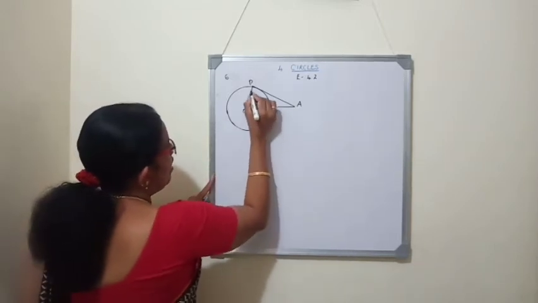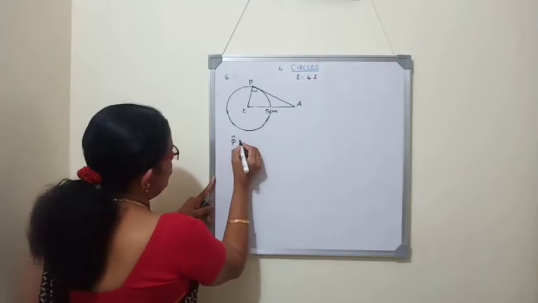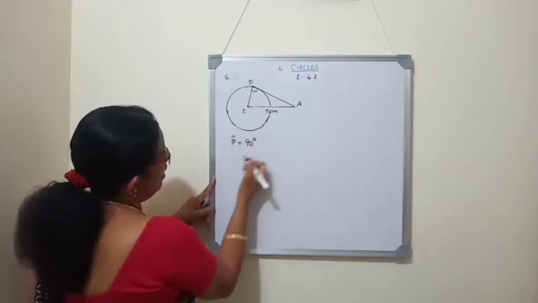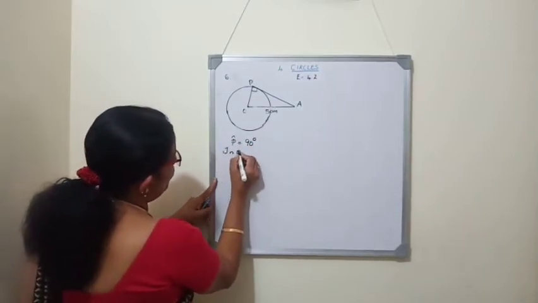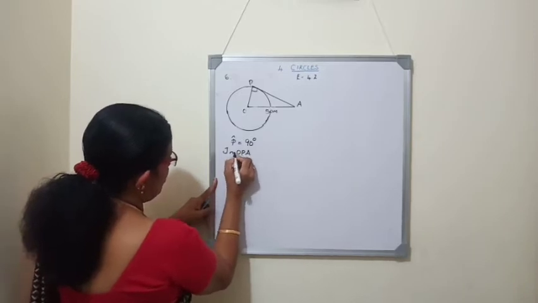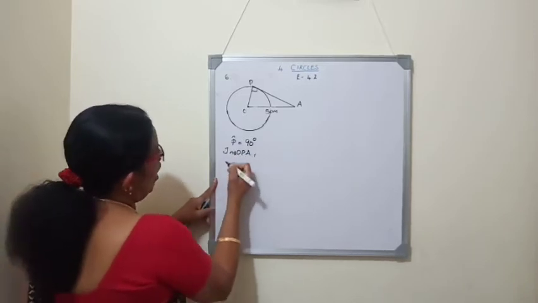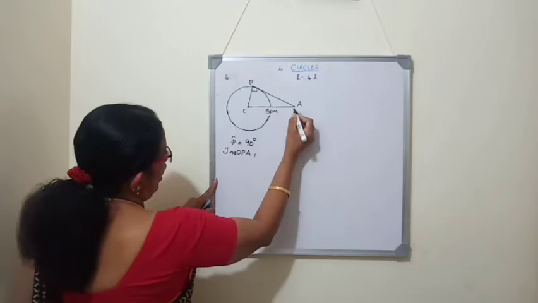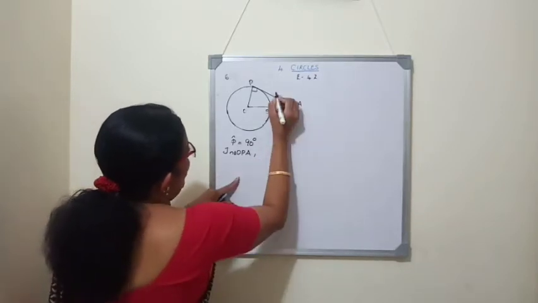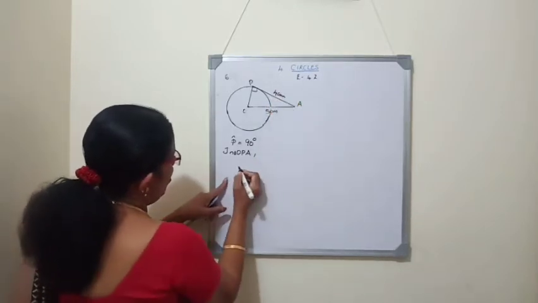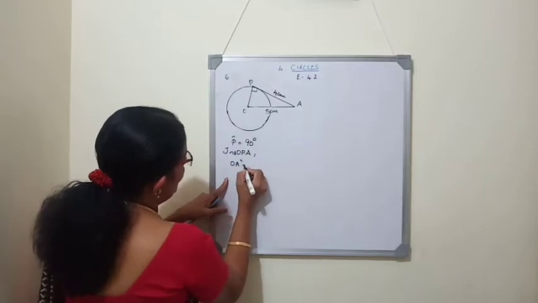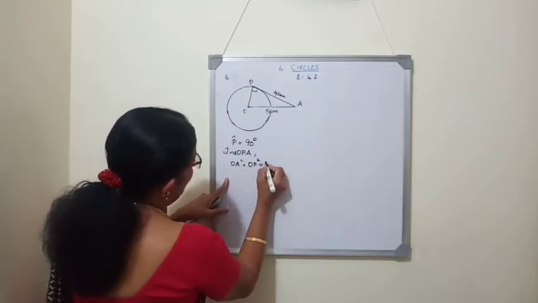So here angle P will be 90 degree. In triangle OPA, which is the hypotenuse? OA is the hypotenuse. Tangent is 4 cm. OA square is equal to OP square plus PA square.